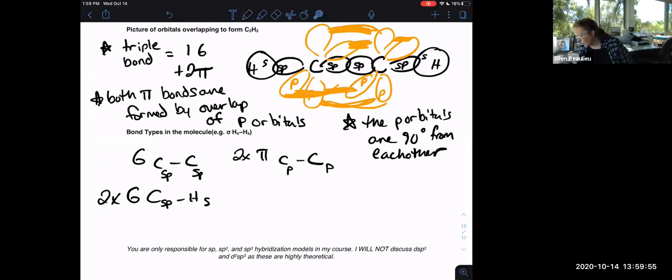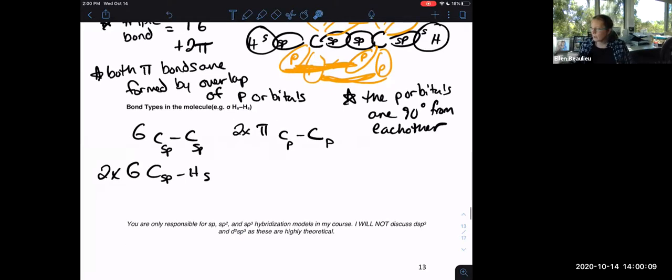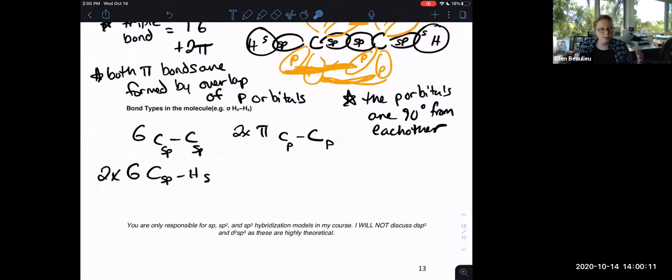Okay, important to note, I have only talked to you about sp, sp2, and sp3 hybridization. I will not discuss dsp3 and d2sp3, which are the theoretical constructs of how we form steric numbers 5 and 6. I'm not talking about that. Ain't nobody got time for that. So we're going to focus on sp, sp2, and sp3.